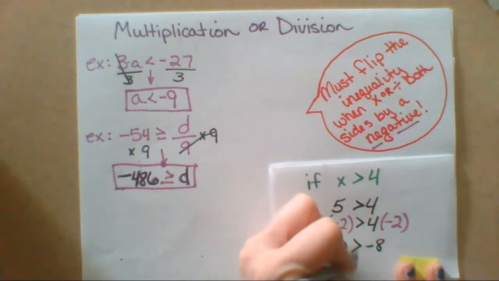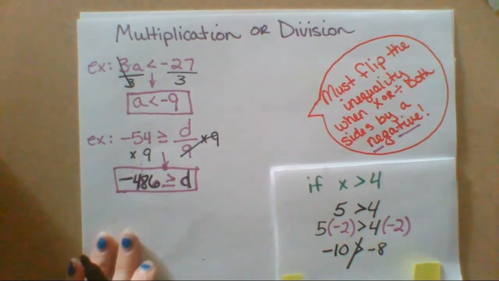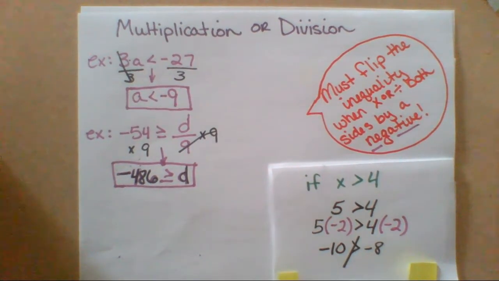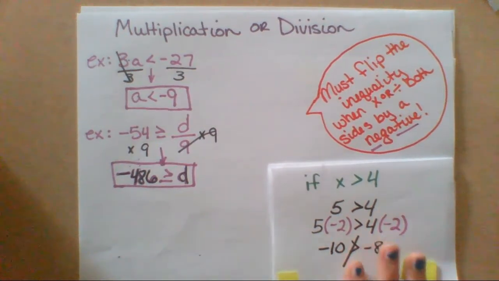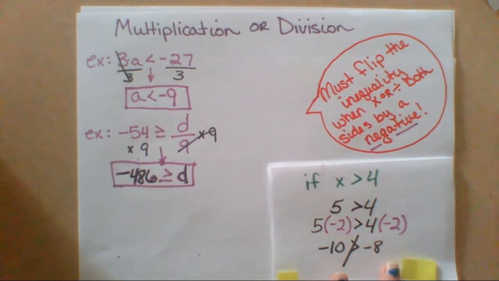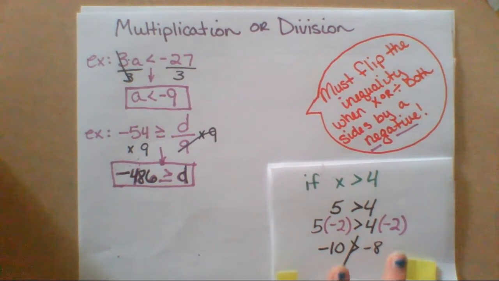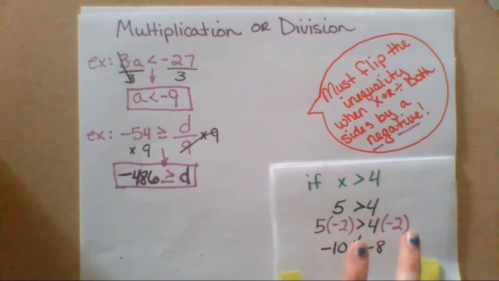-10 is not greater than -8. It's actually less than -8. Okay? What we ended up doing was making this statement an untrue statement when we multiplied both sides by a negative. One way to think of it is this way.